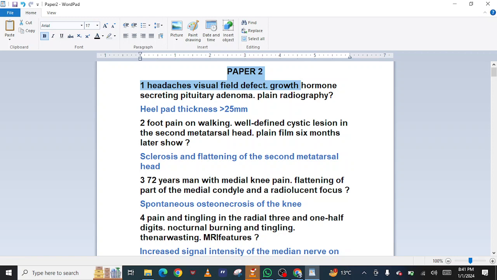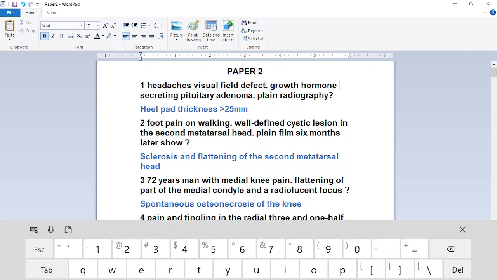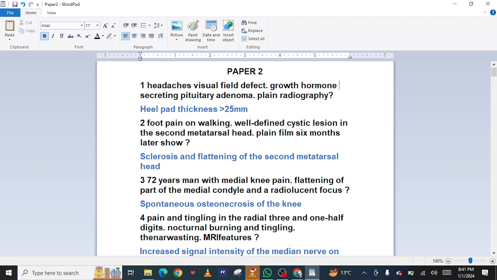2. Foot pain on walking. Well-defined cystic lesion in the second metatarsal head. Plain film 6 months later shows sclerosis and flattening of the second metatarsal head. 3. Medial knee pain. Flattening of part of the medial condyle and a radiolucent focus. Spontaneous osteonecrosis of the knee.